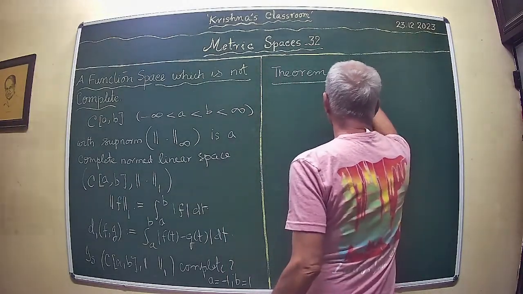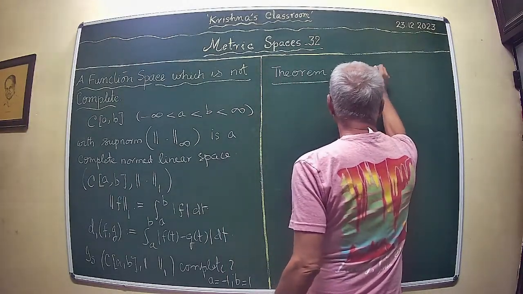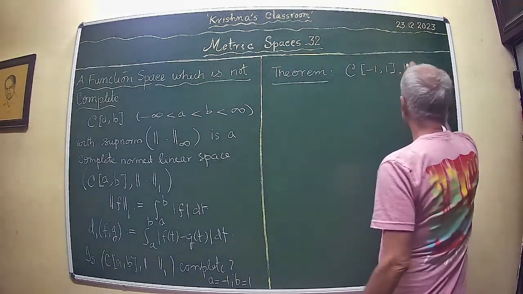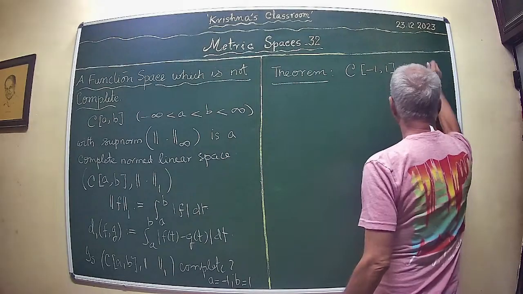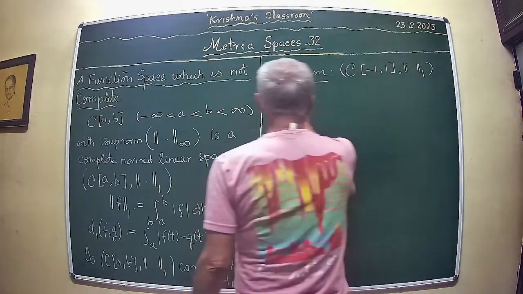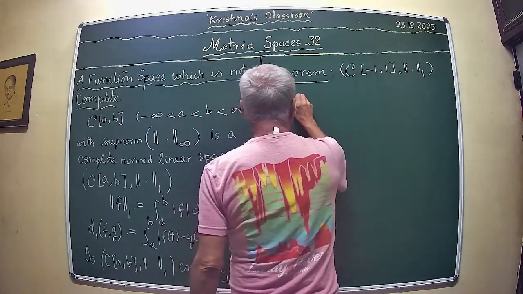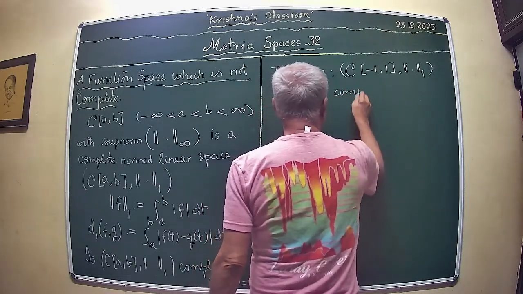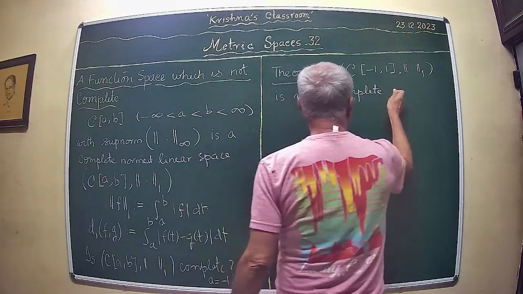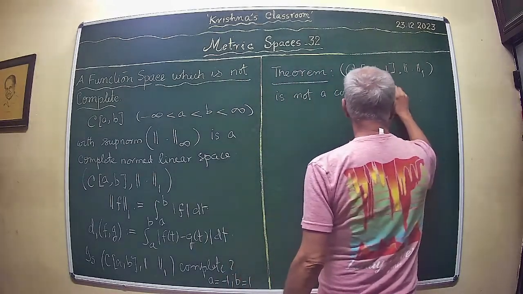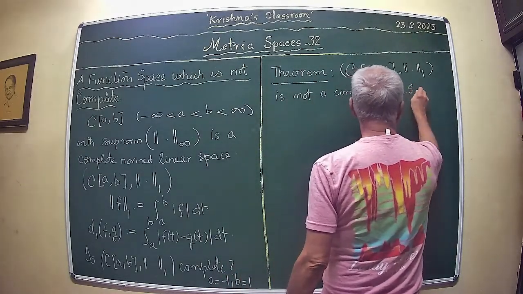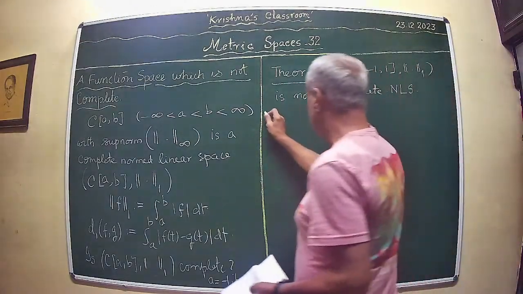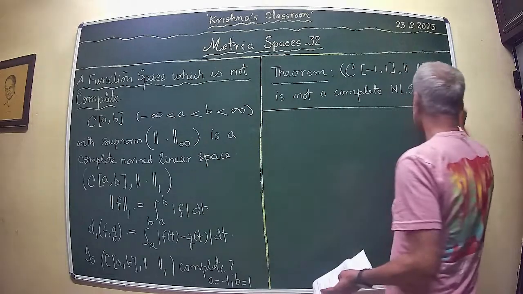Here C[-1,1] with norm 1 is not a complete normed linear space, and therefore it is not a complete metric space.